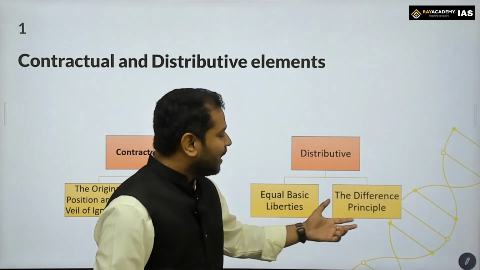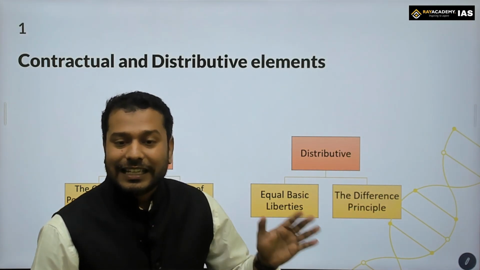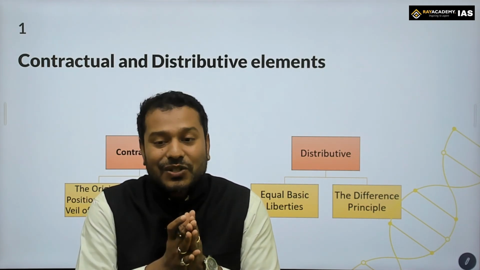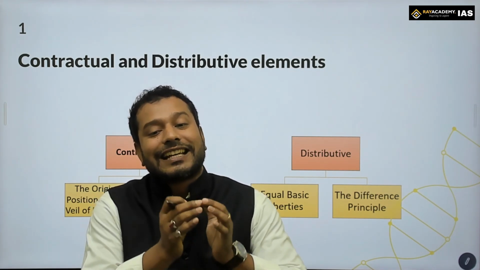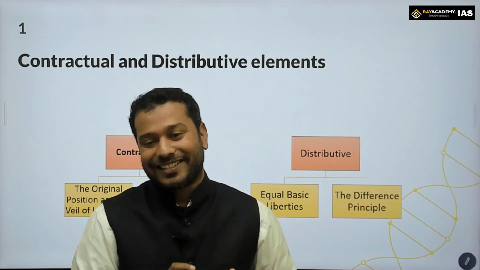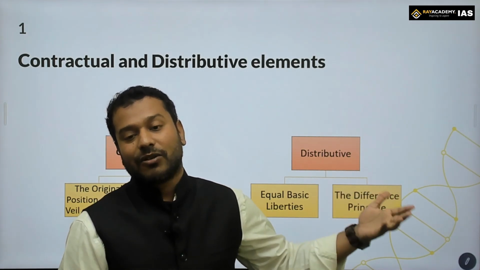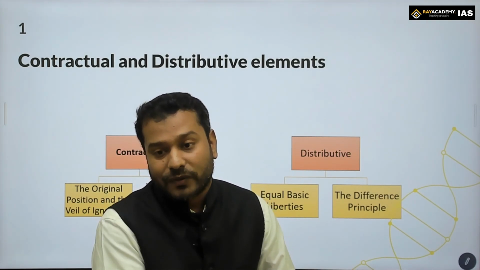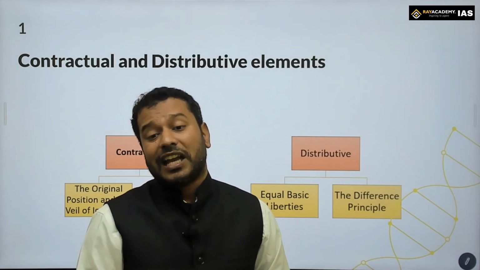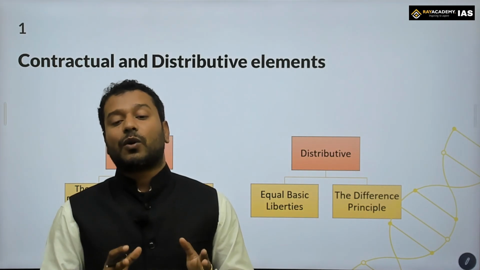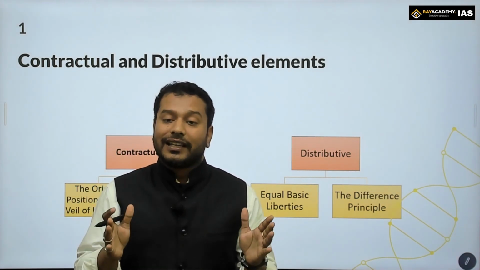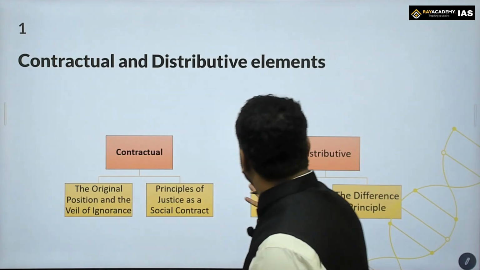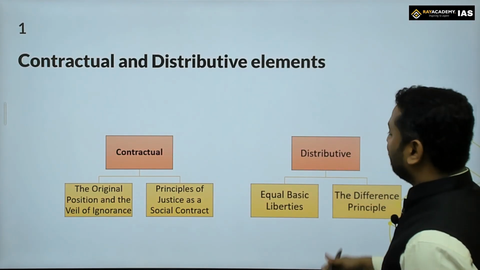At the same time, the difference principle says that social and economic inequalities are to be arranged so that they are to the greatest benefit of the least advantaged. As I told earlier also, inequality can be tolerated if the least advantaged can benefit from it. So this principle focuses on ensuring that the benefits of social cooperation are distributed fairly, particularly to those who are most disadvantaged. So students, we have understood what is contractual, what is distributive.